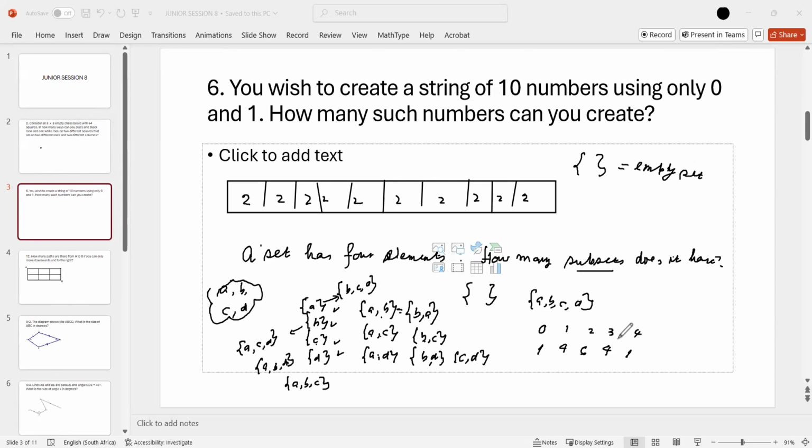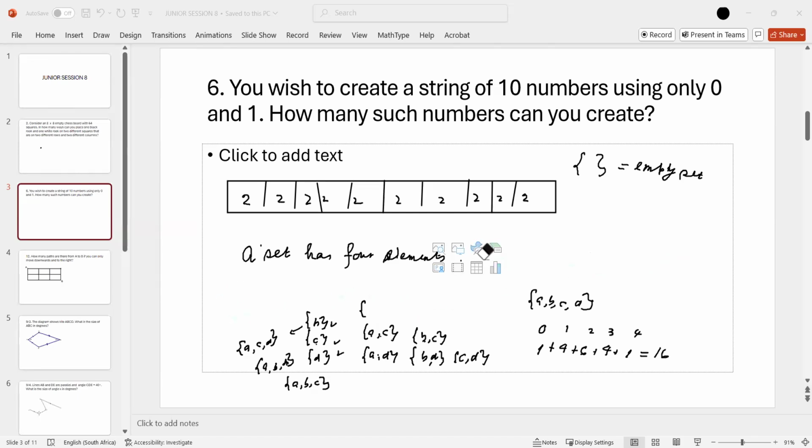Okay, so altogether, how many subsets have you got? You have to add all these things. You get 16. So this is just listing all the subsets of a set having 4 elements. There are 16 subsets. So I've answered the question. I can say a set has 4 elements, it has 16 subsets.